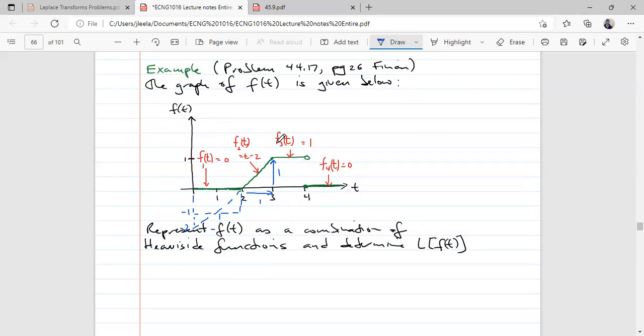The third part of the graph, f3(t), the graph is 1, right? And then the fourth part here, the graph is 0. So obviously, if we're breaking this up into a combination of Heaviside functions, this part here, f1(t) and f4(t), won't give you anything. The focus would be on the two middle parts here, f2(t) and f3(t).